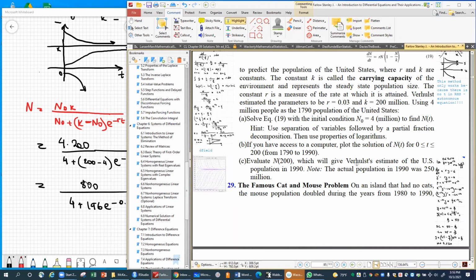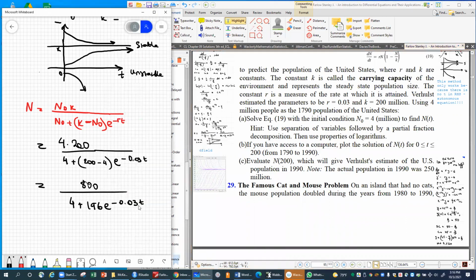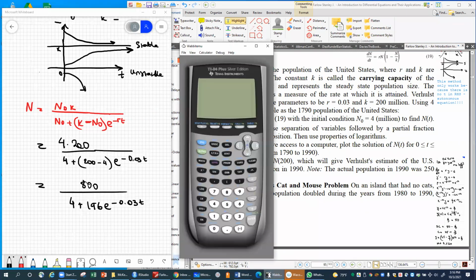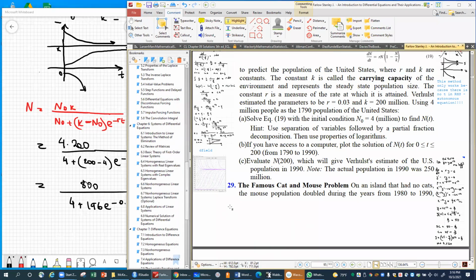Evaluate N200 with an estimate for population in 1990. The actual population was 250 million. Well, you just plug in, right? So that's N200. So 800. Let's actually check it in. Where's my solution menu? Here. So this would be 2, 3, right? 2, 3, 28.